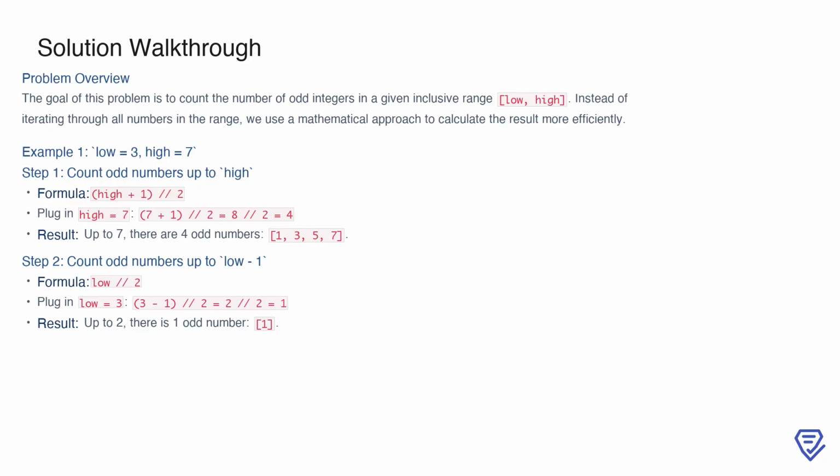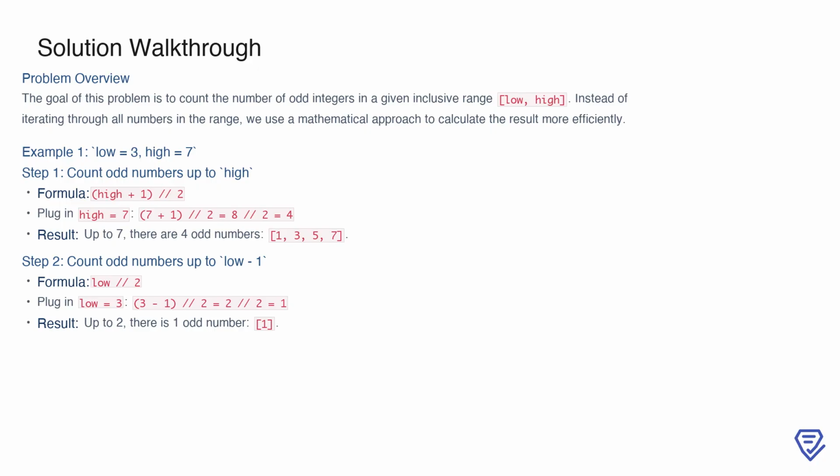First, we count all the odd numbers from 1 up to high. The formula for this is (high + 1) / 2, which gives the count of odd numbers up to a given number. Substituting high equals 7, we calculate (7 + 1) / 2, resulting in 4. So, there are 4 odd numbers up to 7: 1, 3, 5, 7.